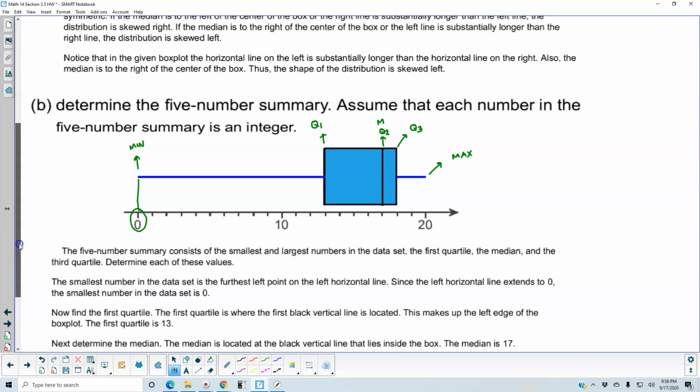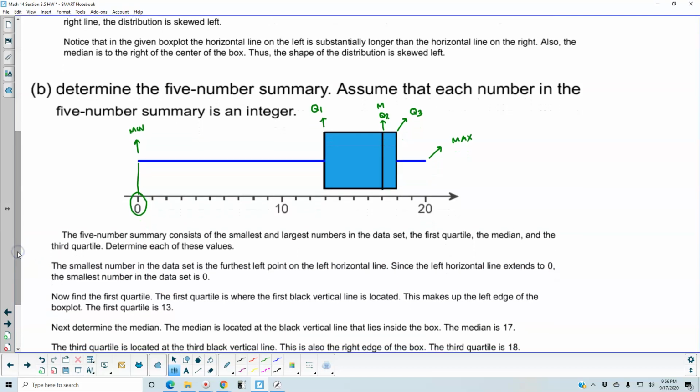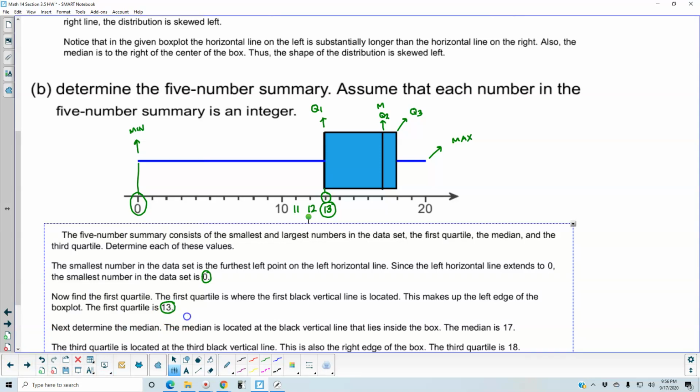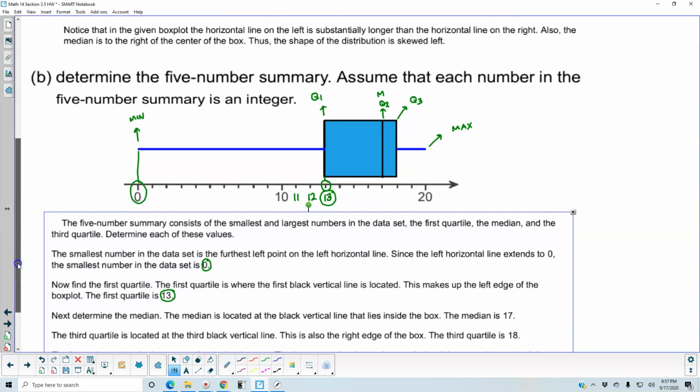Now we need to find the first quartile. If we take a look at the first quartile, that means it's going to be this number. So we have 10, 11, 12, and therefore we have 13. So I'm going to circle that. Now you can see that the first quartile is 13. Again, the first quartile is where the first black vertical line is located. This makes up the left edge of the box plot. So the first quartile is 13.